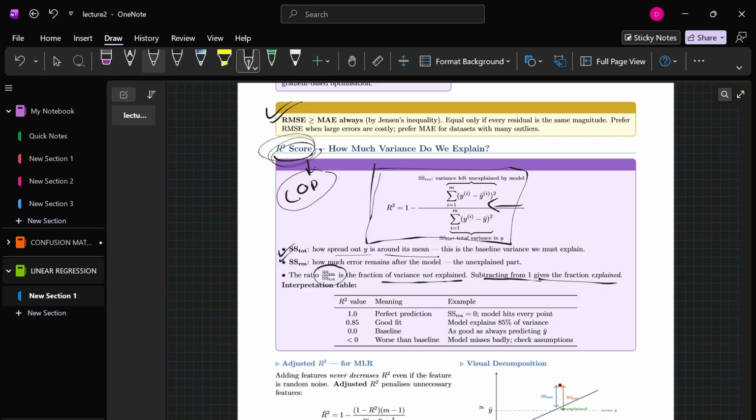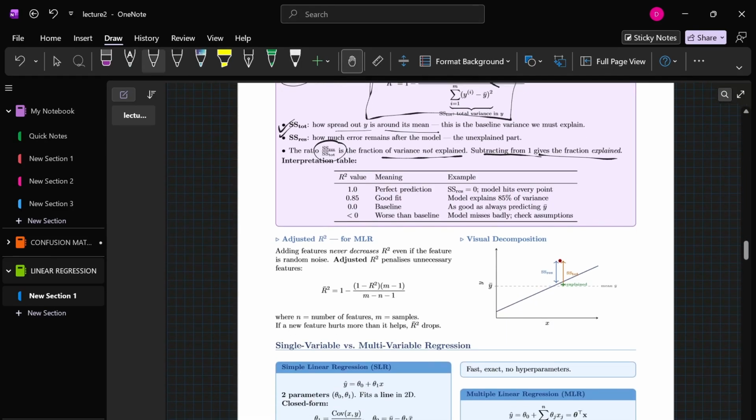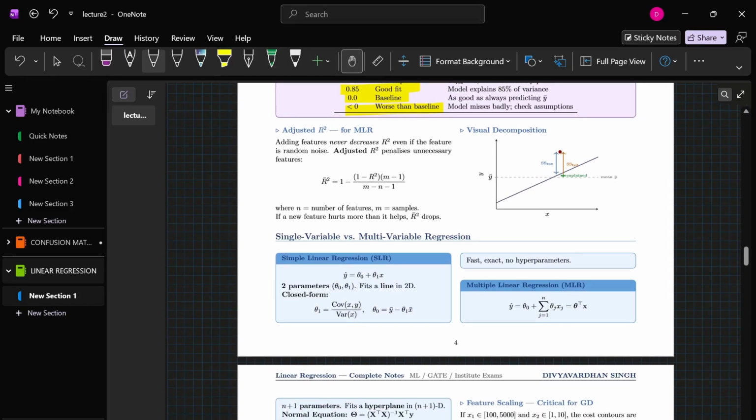Just note that it showcases the fraction of variance your model failed to explain. Subtracting it from 1, you will get the fraction it did explain. For interpretability: R square equals 1 showcases a perfect prediction, and R square equals 0.85 showcases that the model explains 85% of the variance, which is pretty good.